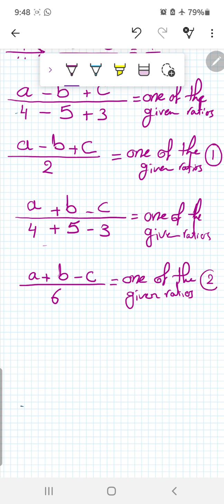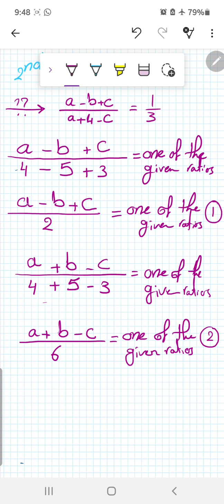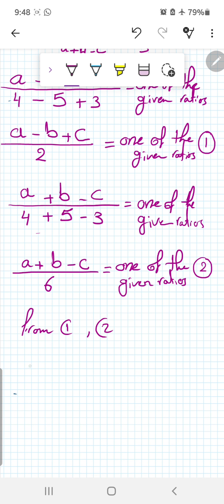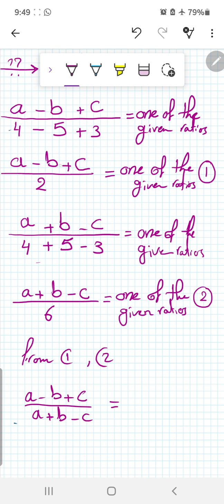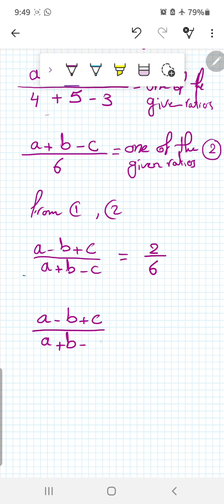Let it be number 2. In our example we want the numerator over the denominator. From 1 and 2, we get the numerator over the numerator. Here we have A minus B plus C over A plus B minus C, which equals the first denominator over the second denominator, which is 2 over 6. Simplified, A minus B plus C over A plus B minus C equals 1 over 3.